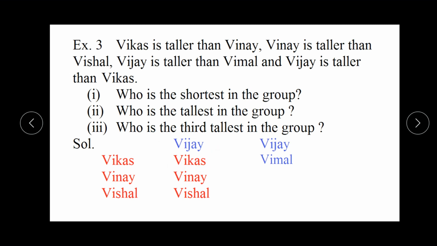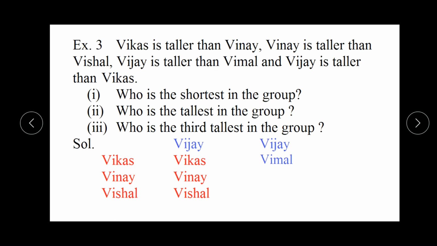Here there are two columns, and in both the columns Vijay is common. It means one question is clear: who is the tallest in the group? Vijay is the tallest in the group. Who is the shortest in the group? In the second column there is Vimal, in the first column there is Vishal. It means we are not sure whether Vishal or Vimal will be the shortest person.